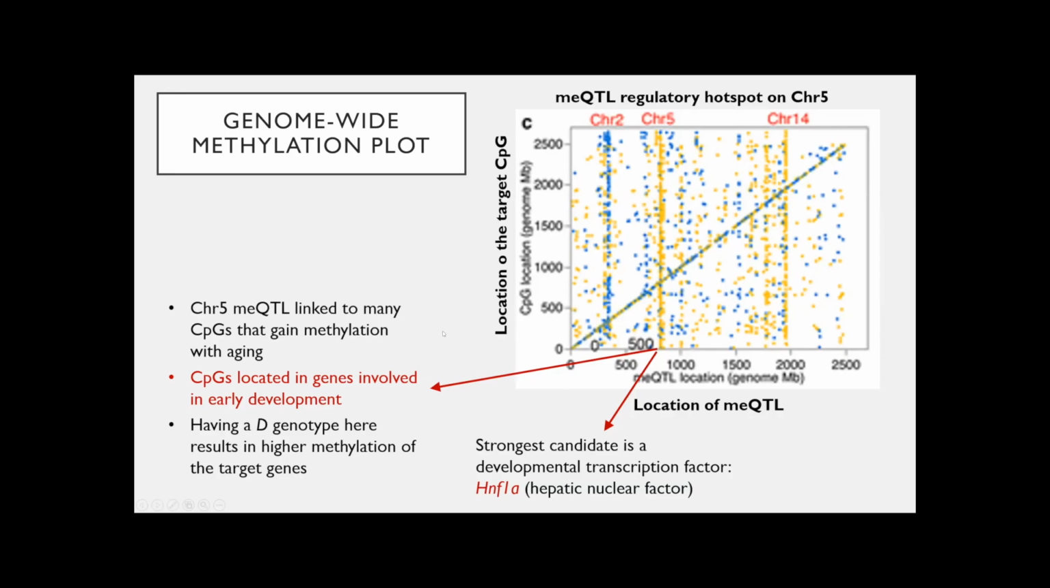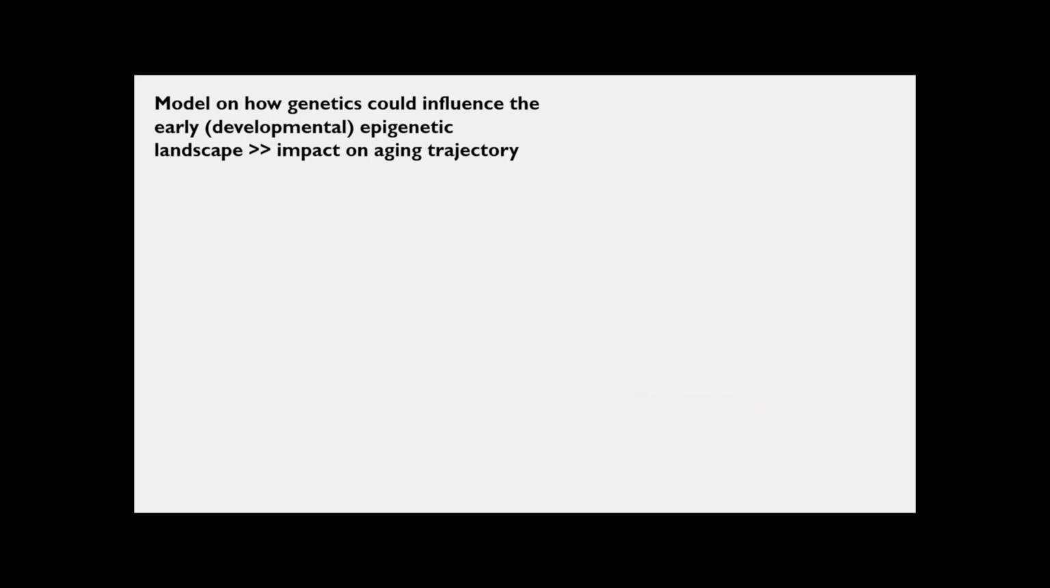And the interesting thing is that many of the CpGs that map to the chromosome 5 locus tend to gain methylation with aging. The other thing is that many of the CpGs are located in genes that are involved in early development, just like the Jarid2 gene. And having a D genotype at this locus results in a higher methylation of the target gene. Now, this locus is really gene dense, and there are a lot of really good candidates. But right now, my favorite candidate gene that's right here is a transcription factor called HNF1A. It's a hepatic nuclear factor. And I won't go into details as to why I think that's my favorite. But anyway, this is my last slide.